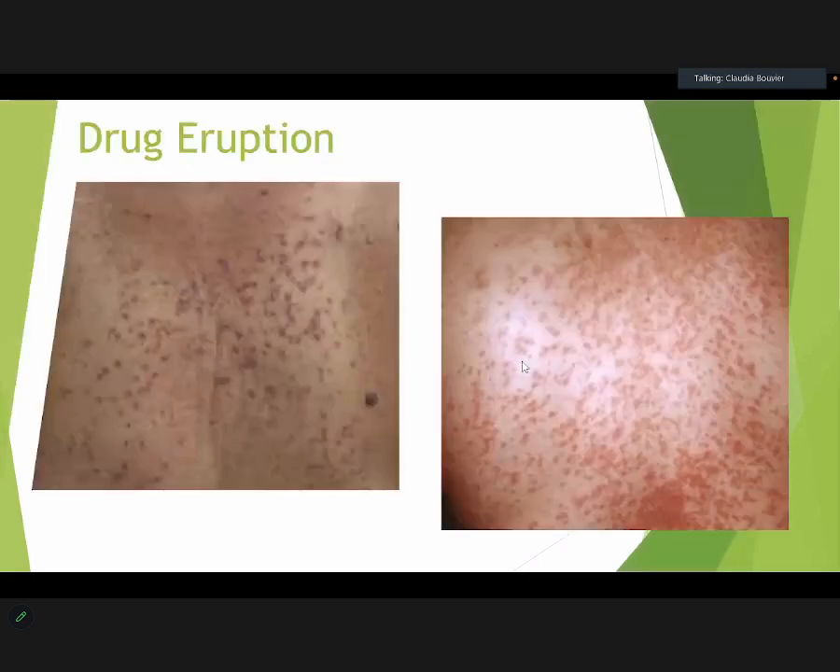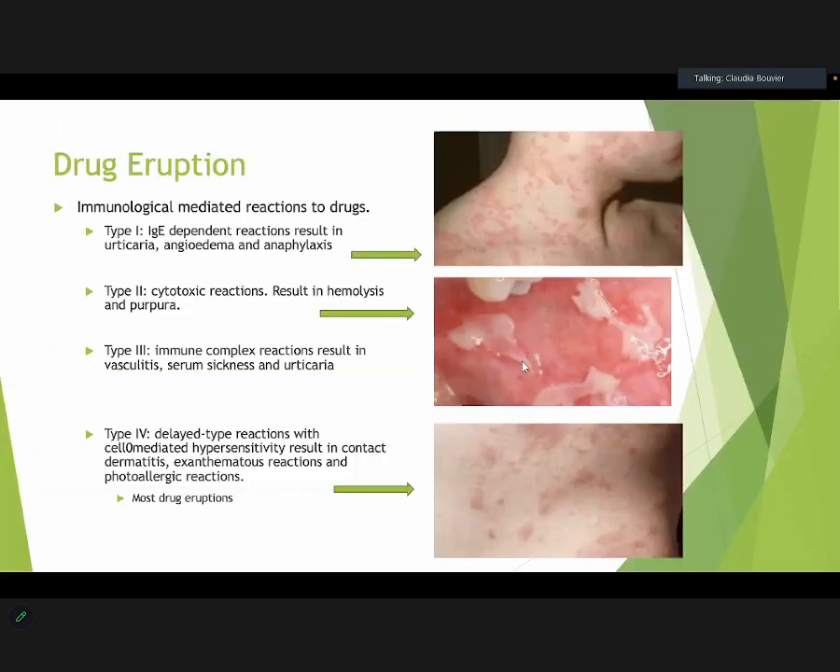These are just some examples. So drug eruptions that involve the skin, you can kind of categorize them into 4 types. The first is type 1, which is IgE dependent reactions. So this is your more common, like we call urticaria or angioedema. It's a typical allergic reaction, which we see by far the most commonly from other things, but not always from drugs. But yeah, just like a typical allergic reaction rash.